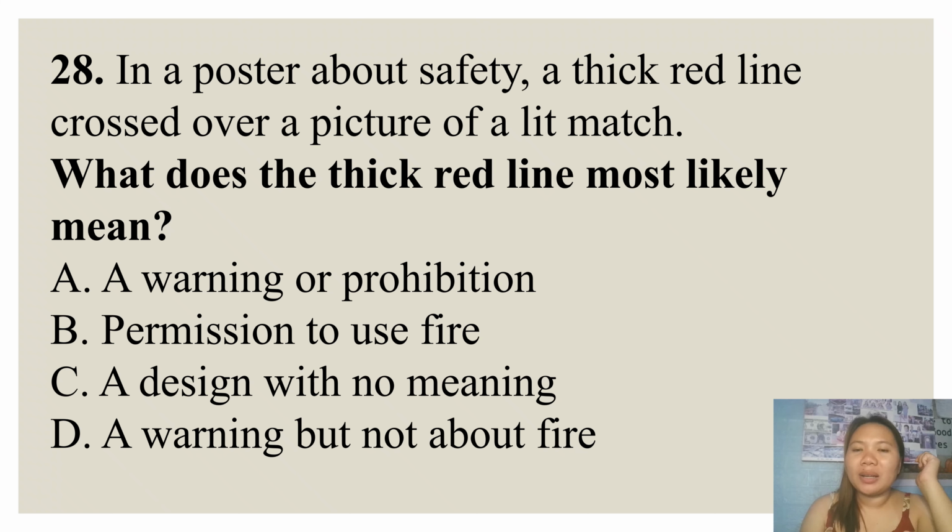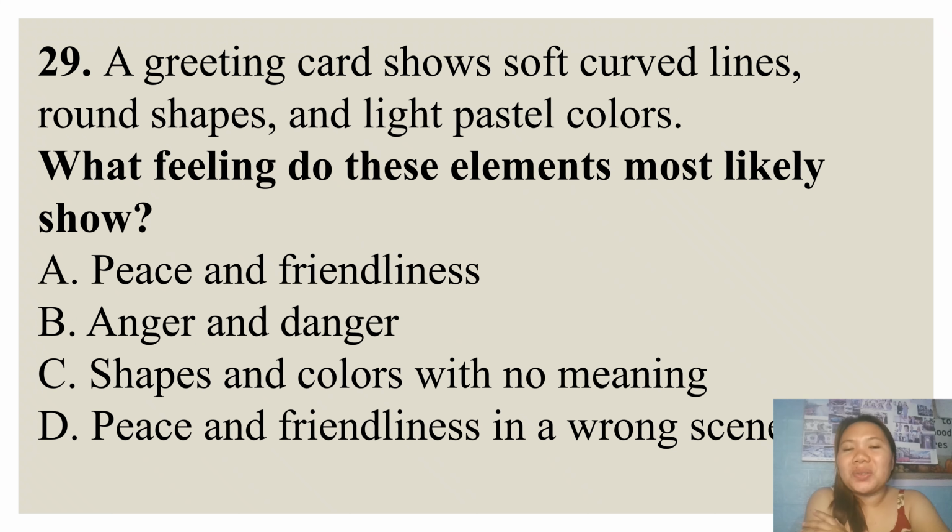3, 2, 1, number 29. A greeting card shows soft curved lines, round shapes, and light pastel colors. What feeling do these elements most likely show? A. Peace and friendliness. B. Anger and danger. C. Shapes and colors with no meaning. D. Peace and friendliness in a wrong scene.